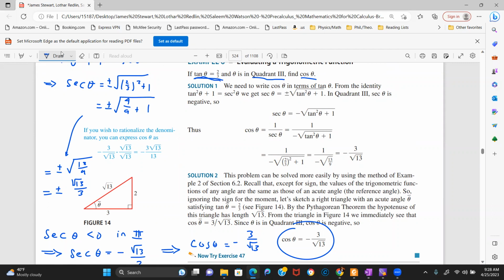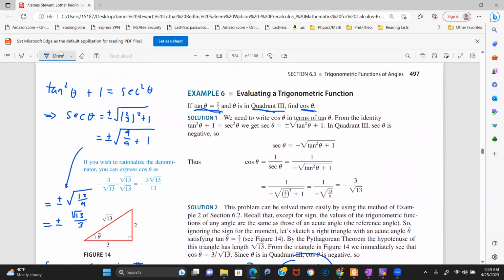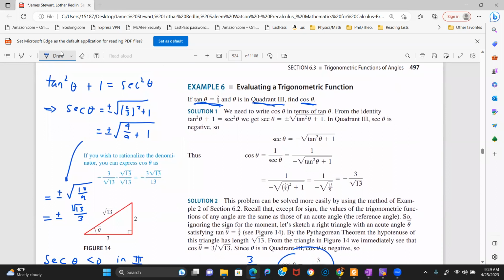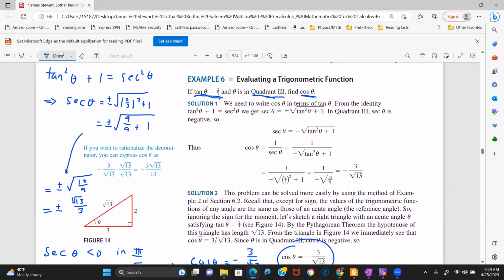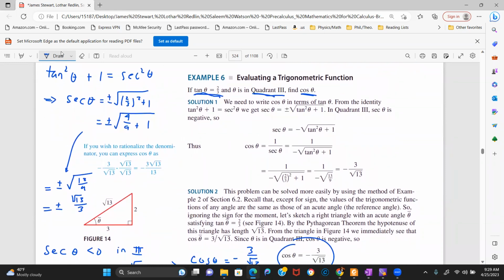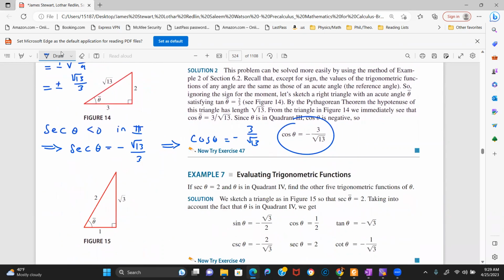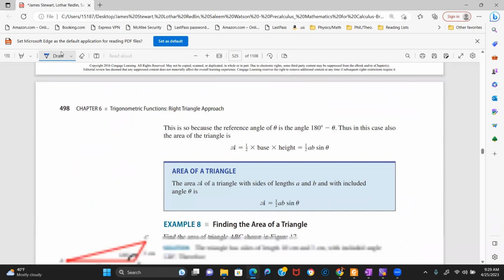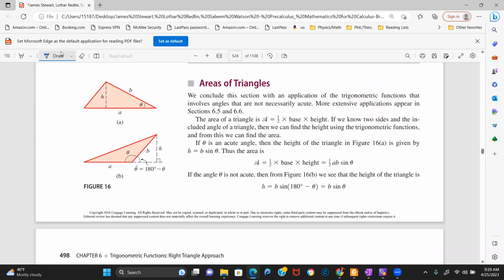Given tan of theta is equal to 2/3 and you're in the third quadrant, find cosine. Okay. Just give you a second to look at that. Or you can pause it, of course. All right. Let's see. So what is this about now?